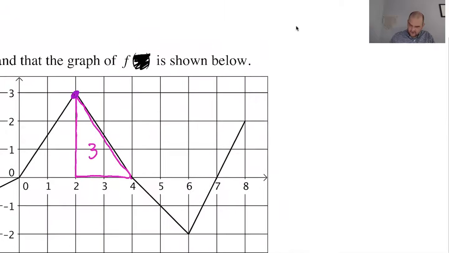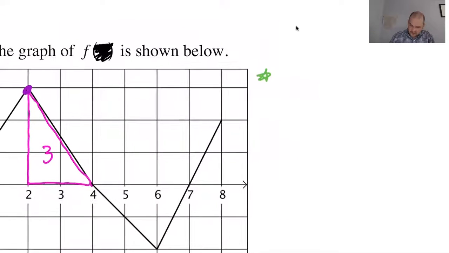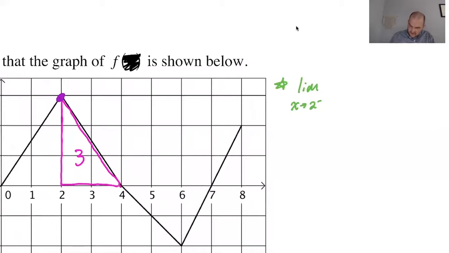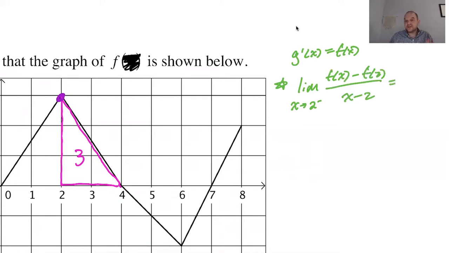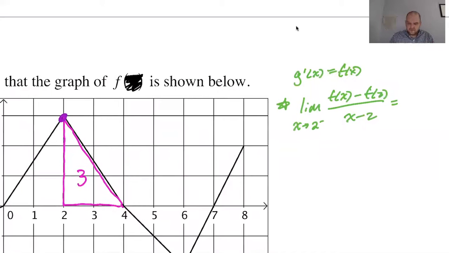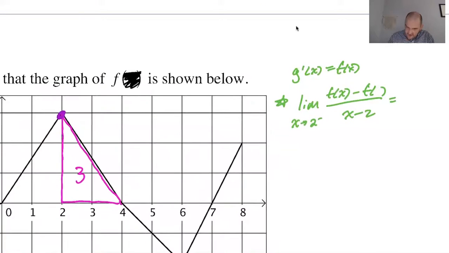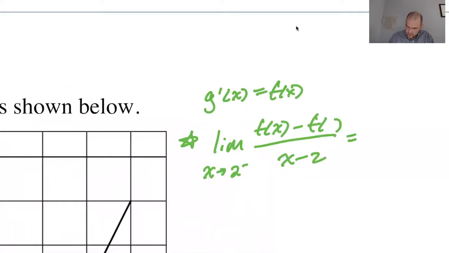So an alternative argument might be that the limit as x approaches 2 from the left of g prime. So I want to use g, like let's just say here g prime of x equals f of x. So I'm going to use f of x minus f of 2 over x minus 2. So that's the limit definition of the derivative. And this doesn't look like a 2, so let me fix that. Here we go, 2. All right, so that's the limit definition of the derivative.